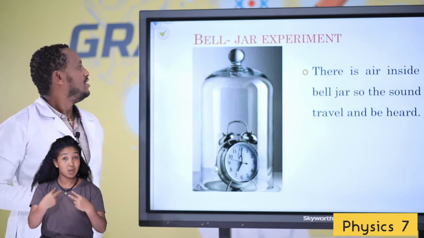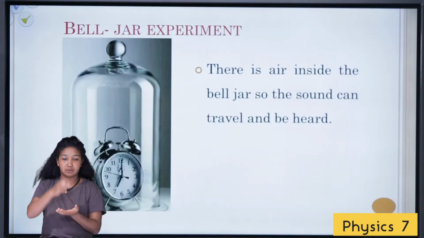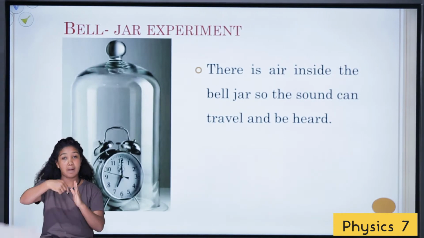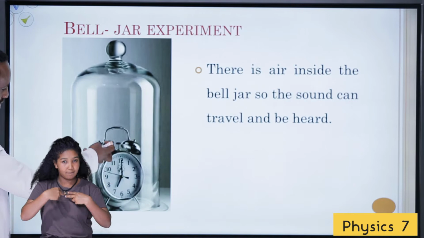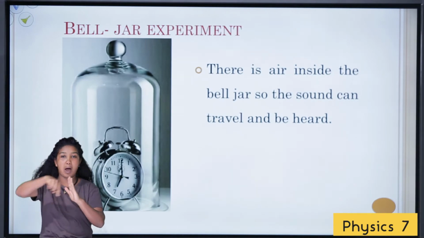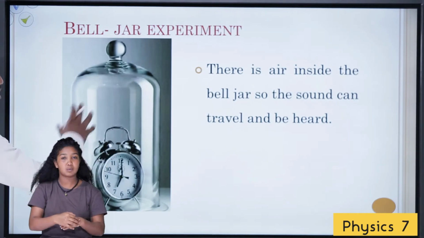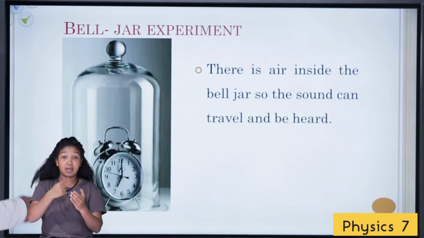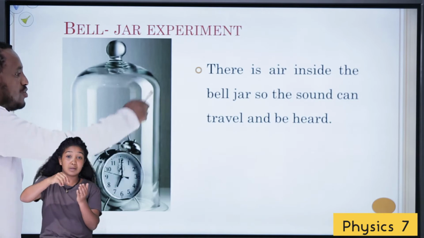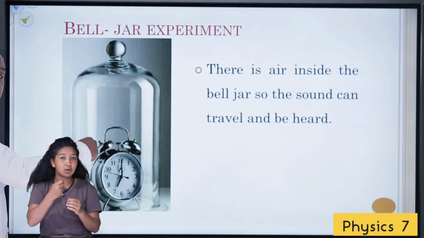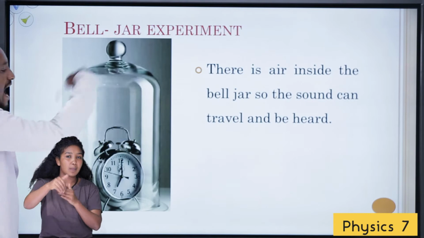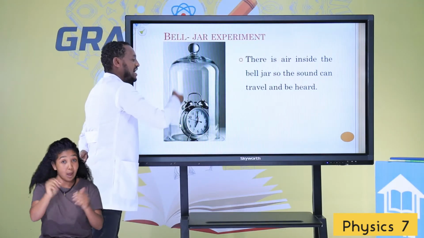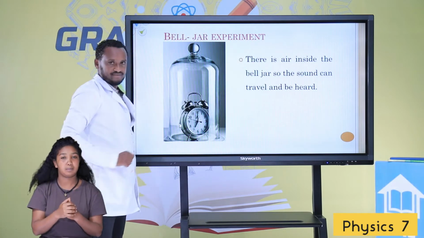Here we have the bell jar experiment. This one is a bell jar. In the bell jar, we have a clock, that is an alarm clock. There is air inside the bell jar. When the clock is ringing, you can hear the sound of the clock outside the bell jar, because there is air inside the bell jar.